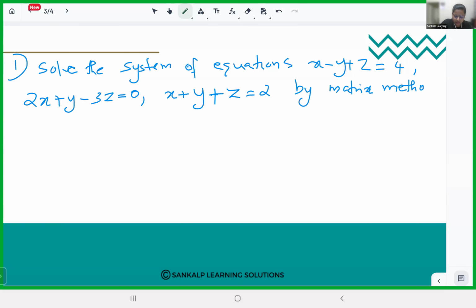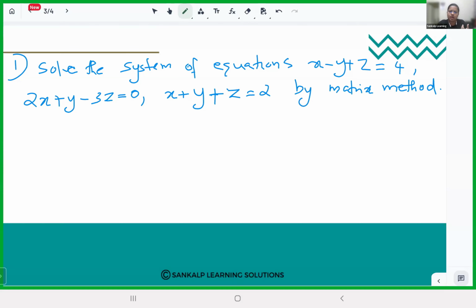And what is this matrix method? We have to convert the system of equations in the form of AX equal to B. And from that, you have to find out X equal to A inverse of B. Right? That's how you solve a system of equations using matrix method. For that, first we have to write the matrix A. And what is this matrix A? It is nothing but the coefficients of the unknowns x, y, z.